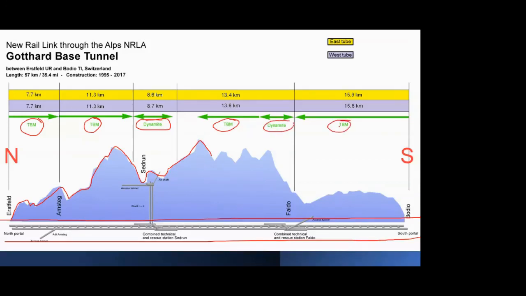So they used TBM, tunnel boring machine, as well as dynamite. Dynamite is nothing but an explosion kind of thing. So the explosion and excavation was done simultaneously along with the TBM. So this is a type of base tunnel.